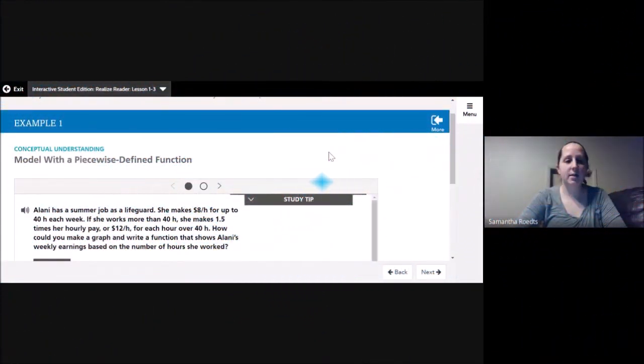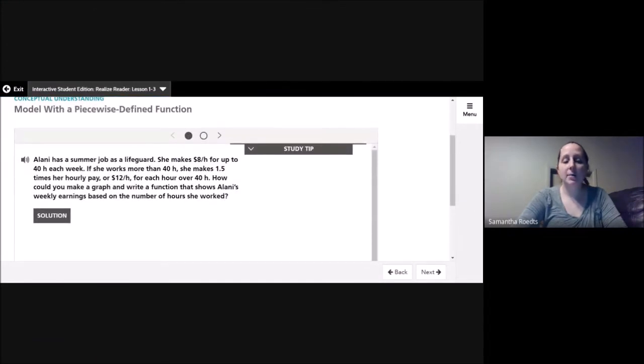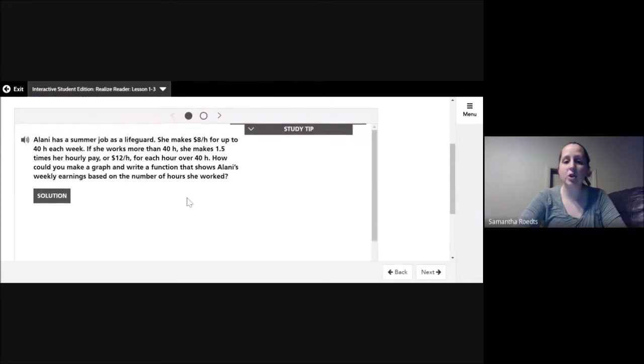All right, example 1, model with a piecewise defined function. Alani has a summer job as a lifeguard. She makes $8 per hour for up to 40 hours each week. If she works more than 40 hours, she makes 1.5 times her hourly pay, or $12 per hour, for each hour over 40 hours. How could you make a graph and write a function that shows Alani's weekly earnings based on the number of hours she worked?